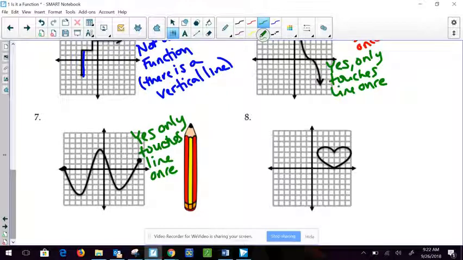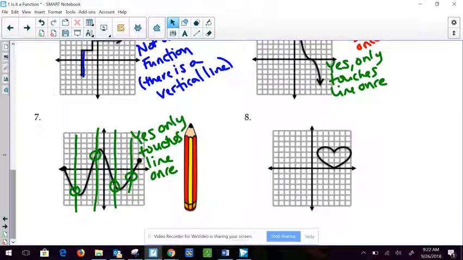Another way to look at it, I'm drawing random vertical lines in here. It only hits my line once. I'm going to draw one in here. It only hits my line once. Right here, it only hits my line once. No matter where I'm moving that pencil, I'm only hitting that line once.